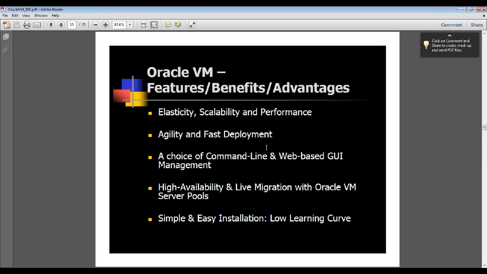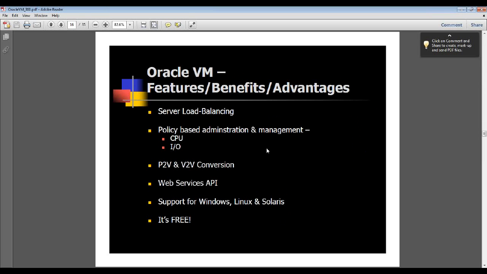Again, these are some benefits and advantages, of which the main advantage is, again, consolidation and greater resource consumption and efficiency.